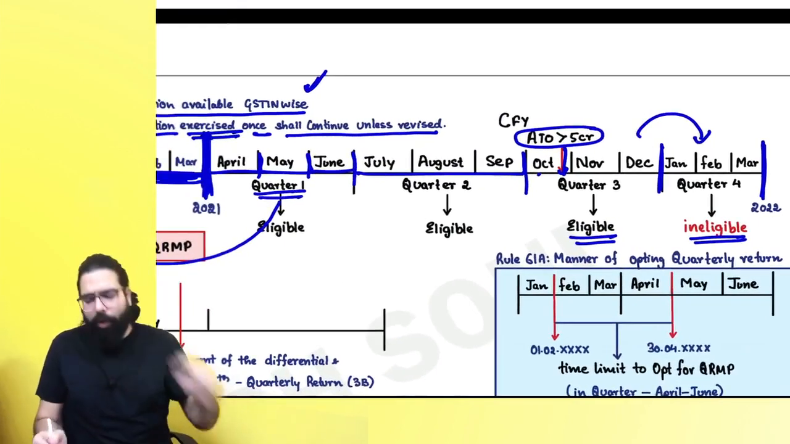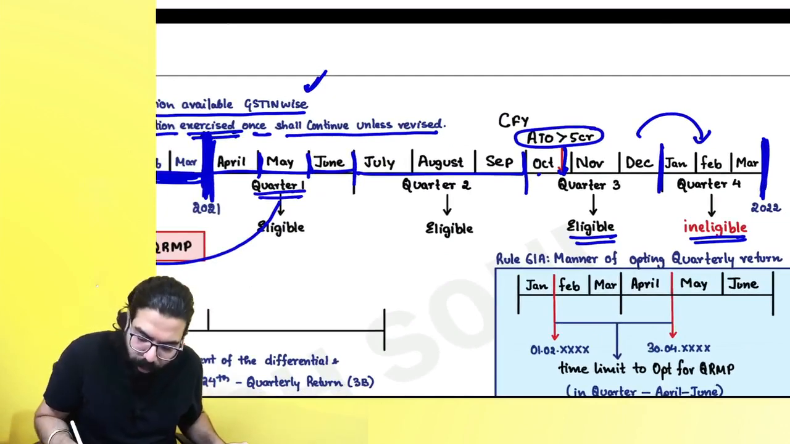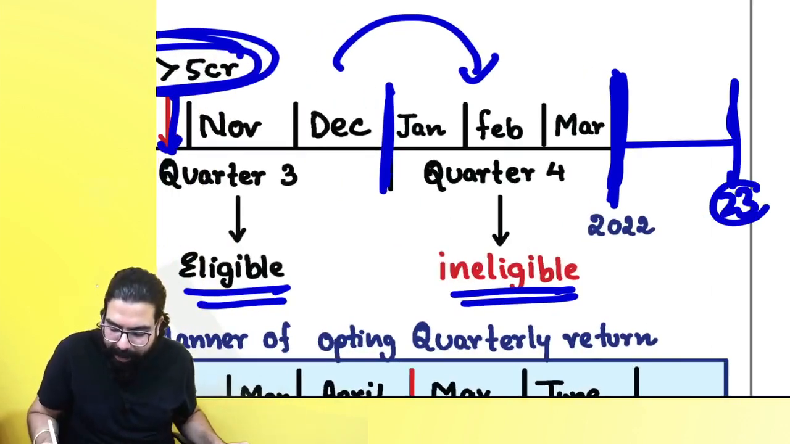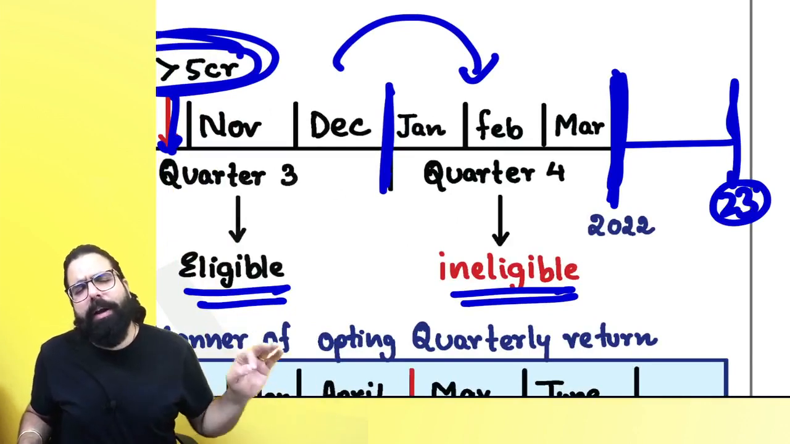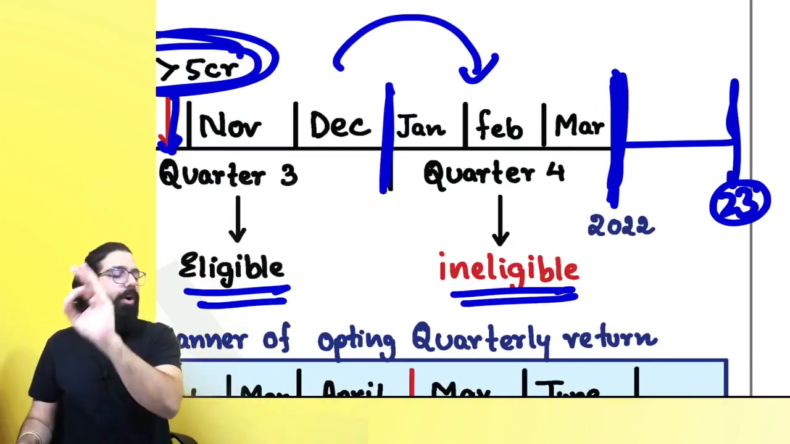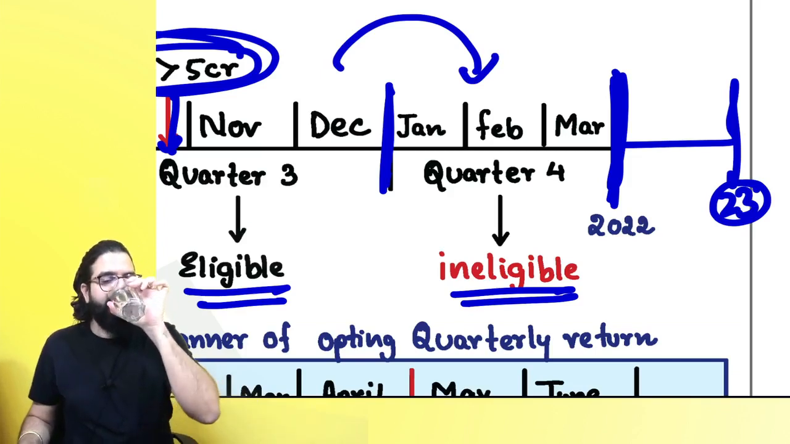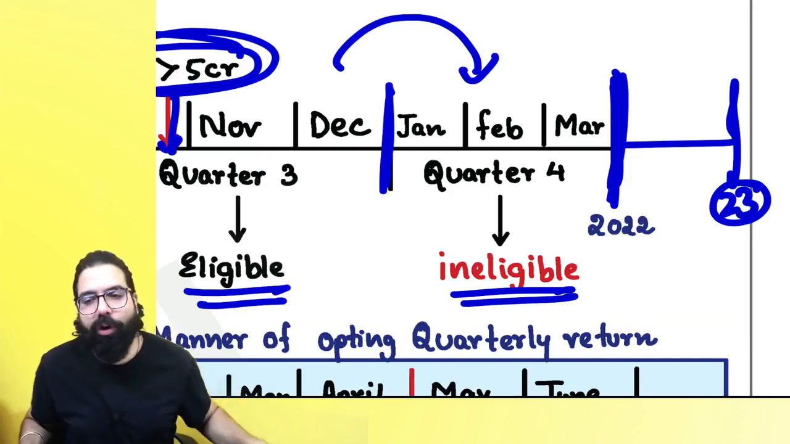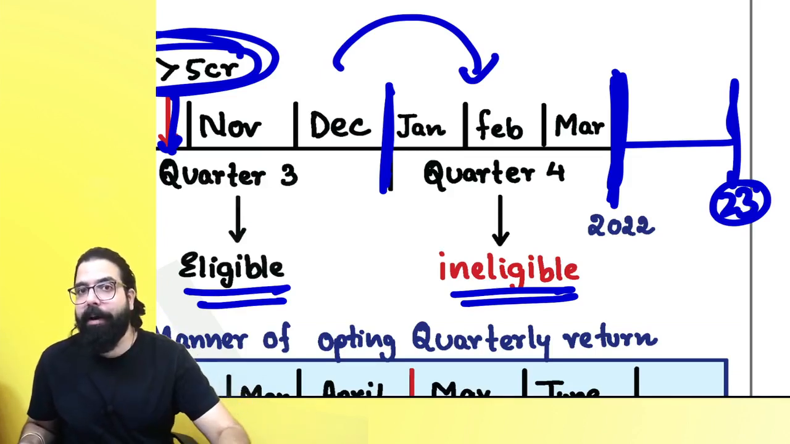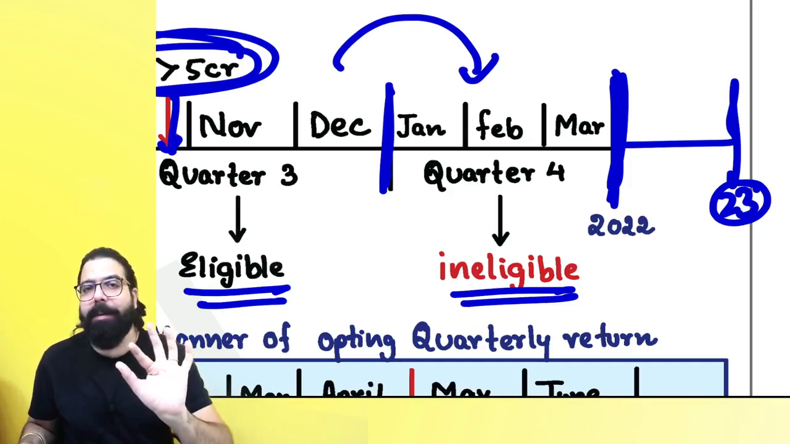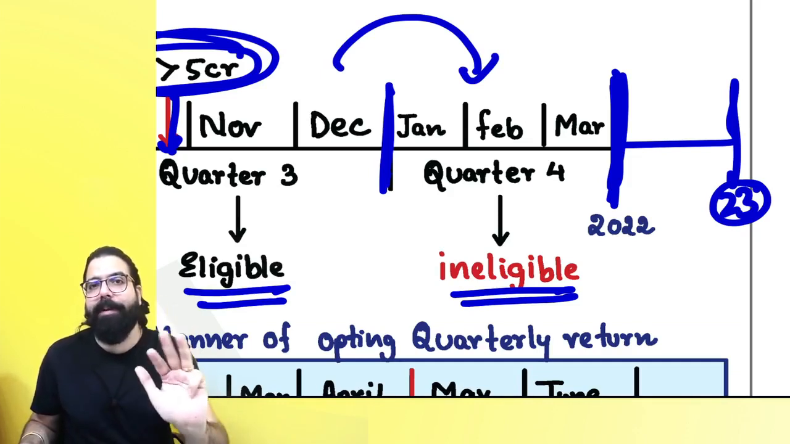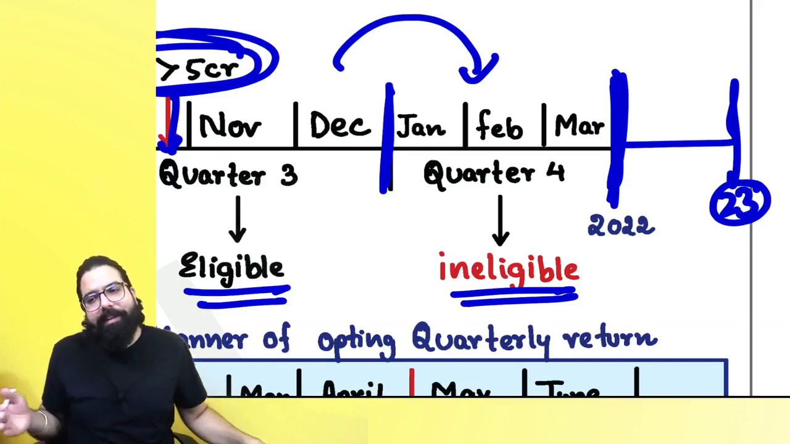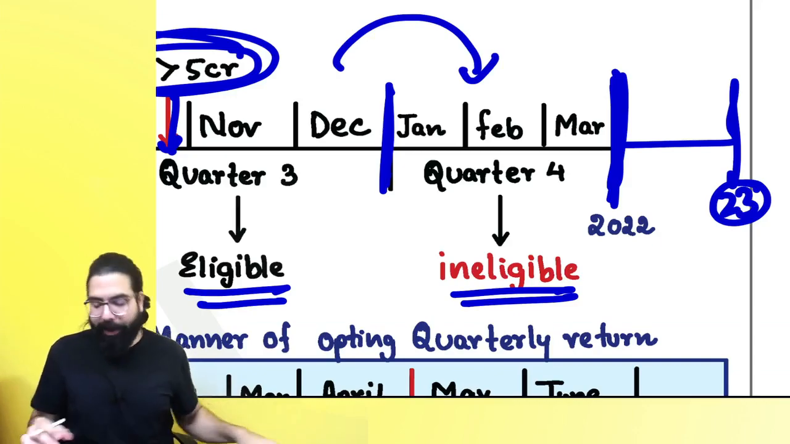Now my question to all of you, if my turnover in 21-22 is greater than 5 crore, then in 22-23, can I take the quarterly return monthly payment scheme? Yes or no? Yes or no, everyone? No, sir, no. Remember, the QRMP scheme, quarterly return monthly payment scheme, is only available for those people whose last year turnover is up to 5 crore rupees. Done, sir. Point is clear.